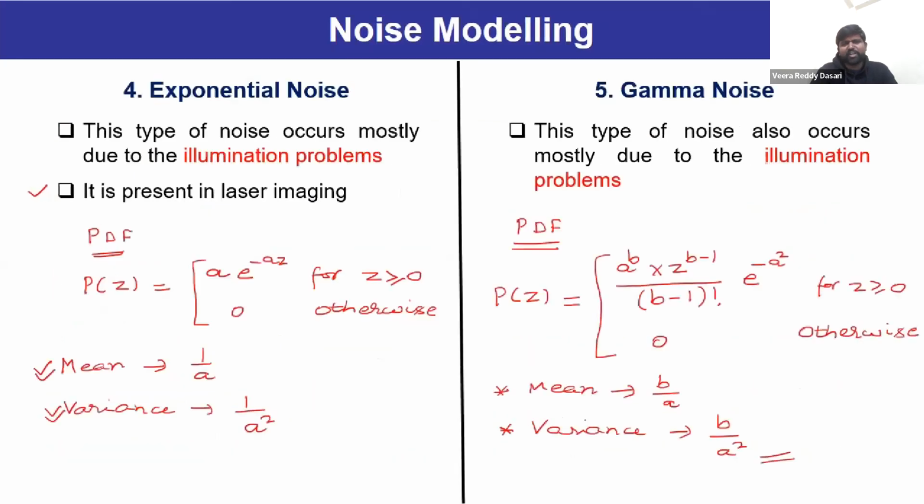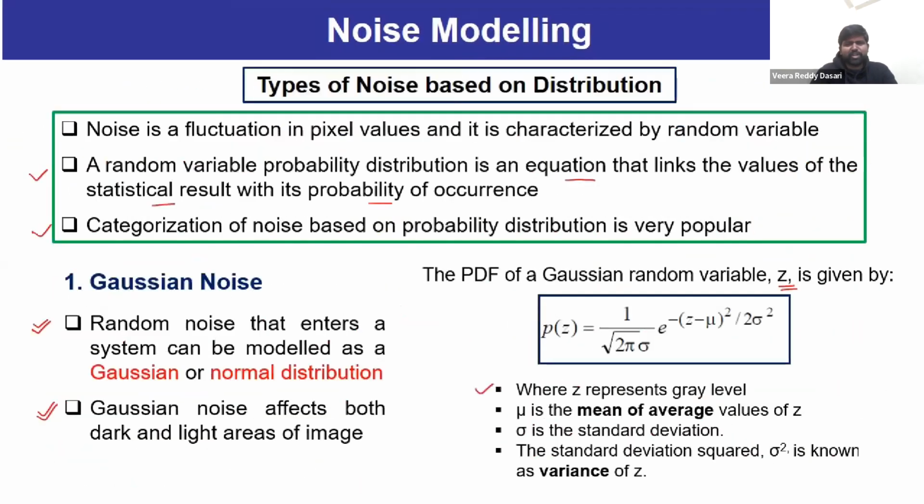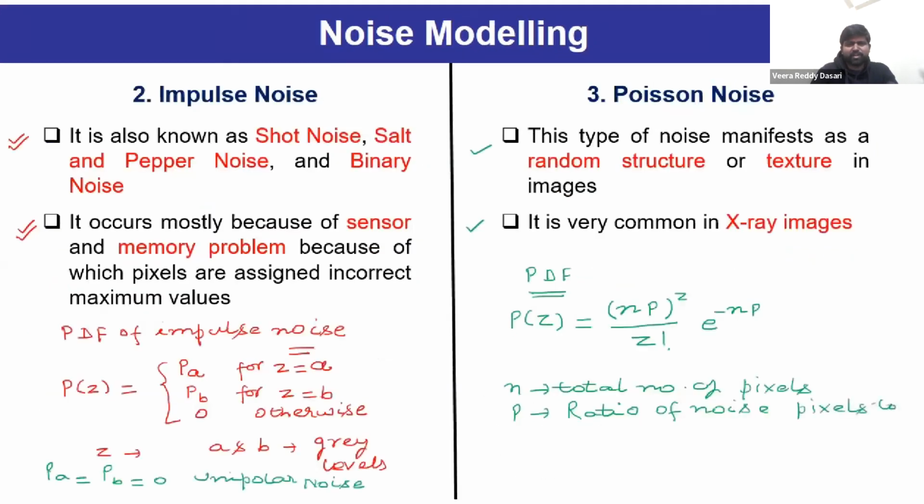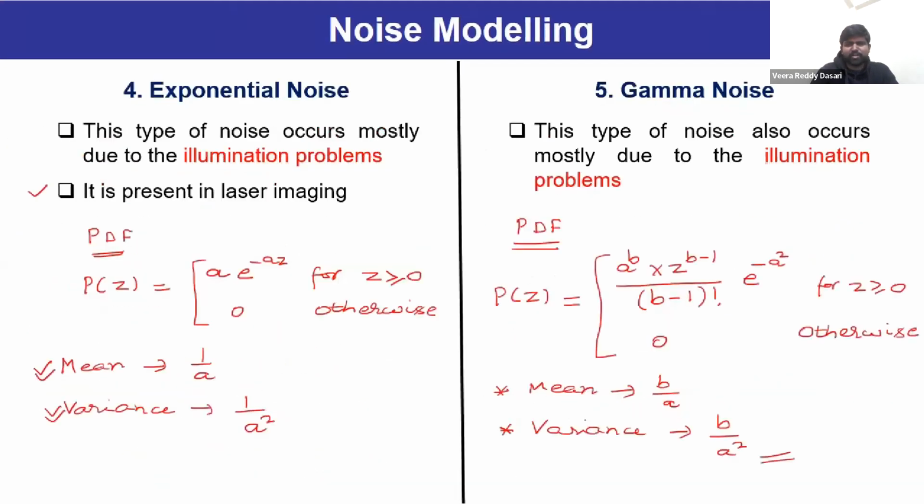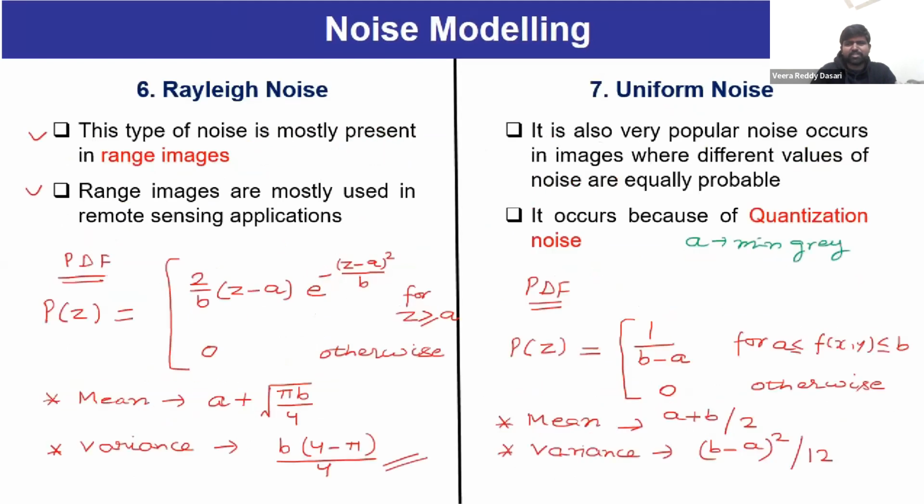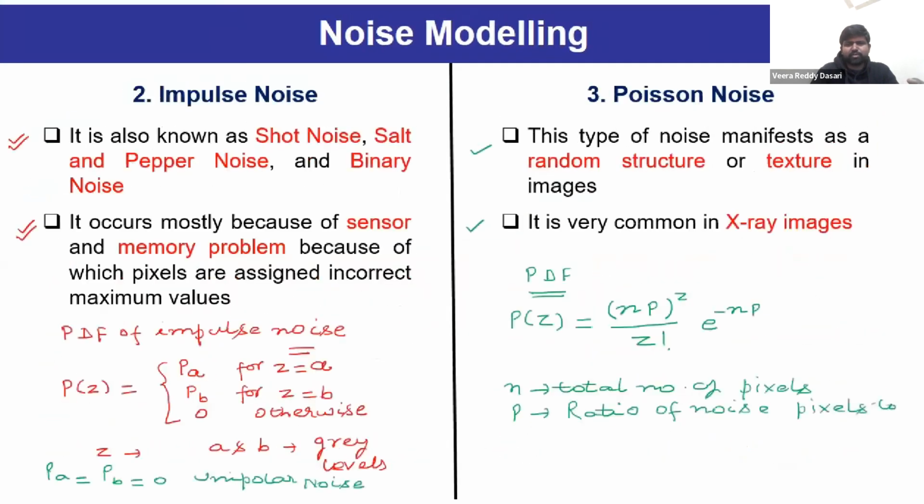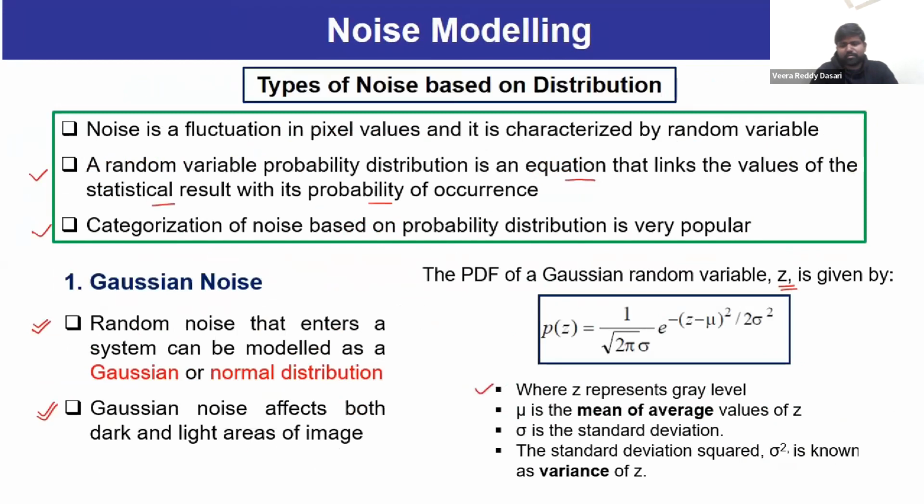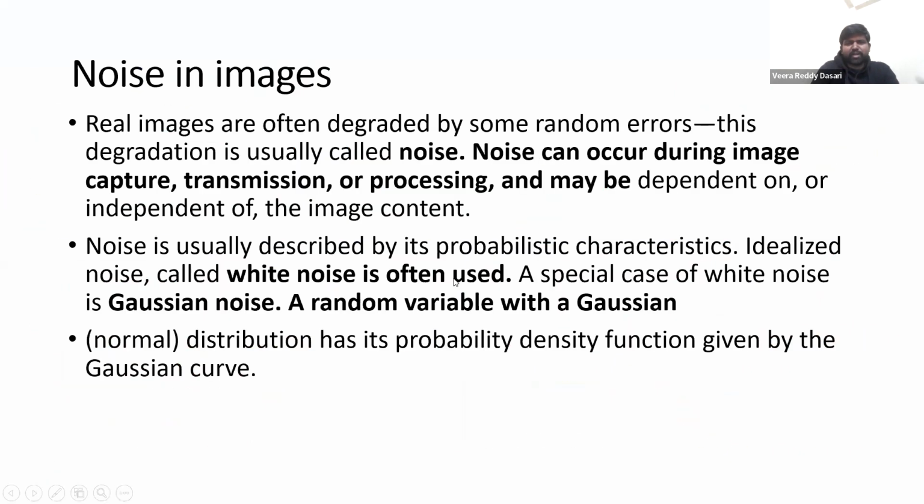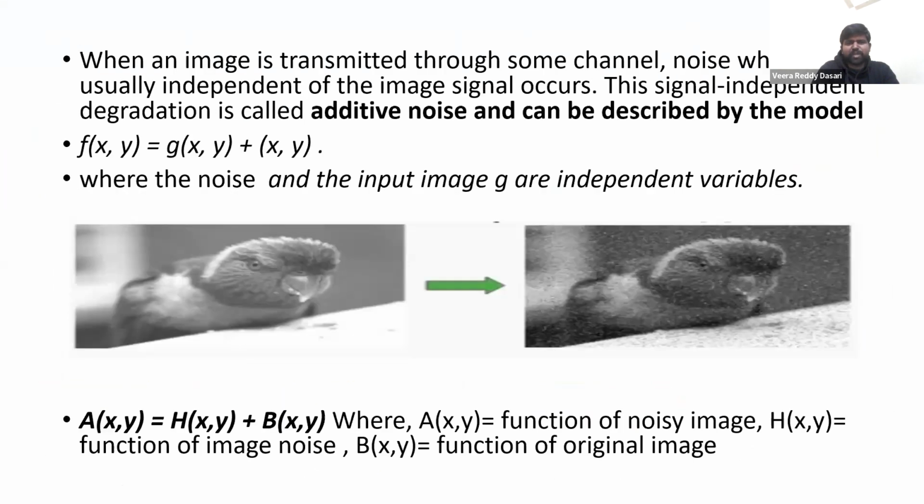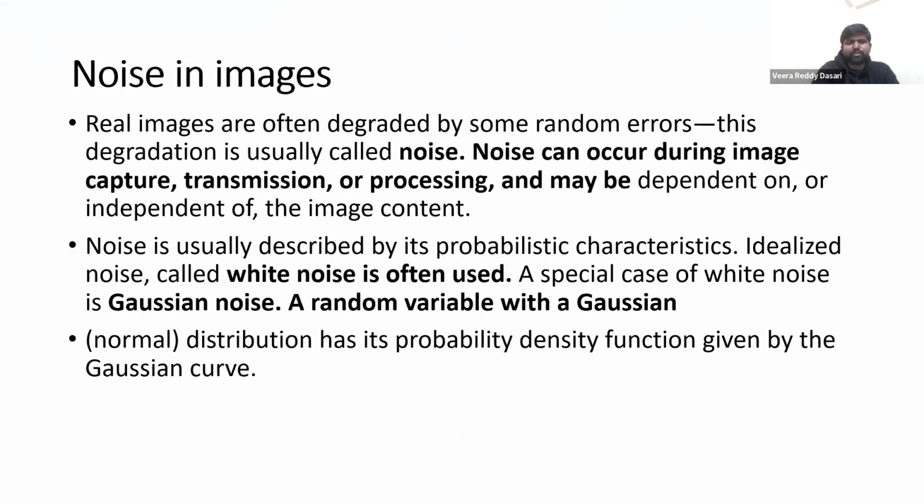If you want to write in detail, like noise modeling, we have so many other types of noises. Gaussian noise I explained. Impulse noise is already there. Exponential, gamma noise, uniform noise. If possible, only then you can write these 7. Otherwise, you can write these 3 slides. In detail, you can write about these 3 slides, noise in the images.